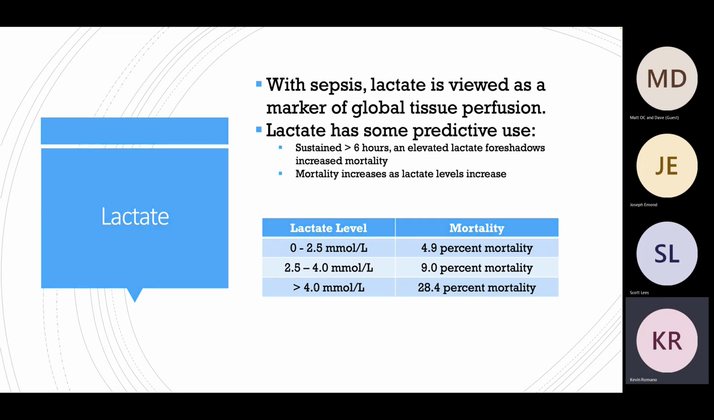This is your lactic stuff for mortality rate. So if you pull a lactic and it's greater than 4, you have a 28.4% mortality rate.